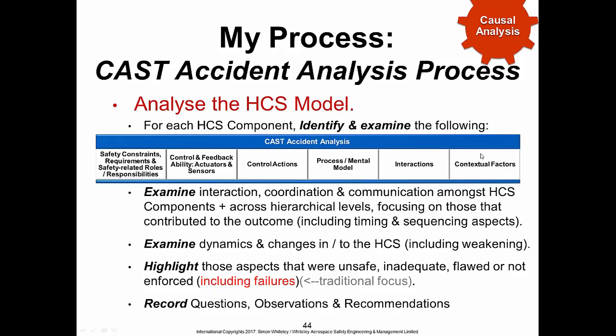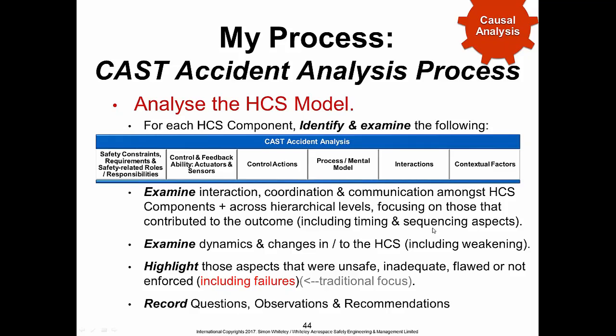Once you've done that, you examine the interactions, coordination and communication amongst the HCS components, and then of course across the hierarchical levels, focusing on those that contributed to the outcome, including timing and sequencing aspects. So this is where it gets a little bit different to the STPA approach, because the STPA approach looks at all possible combinations, whereas the CAST approach looks at the particular scenarios that you have evidence for in terms of the accident scene and the outcome that you've seen.